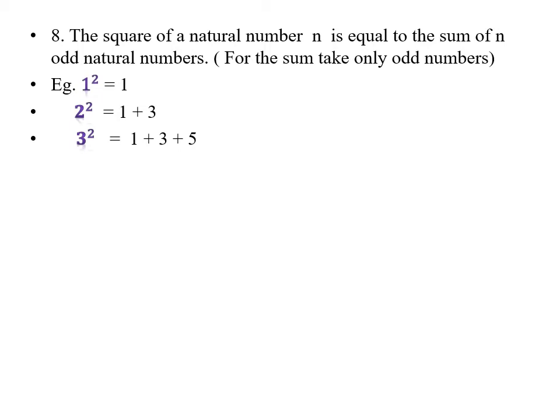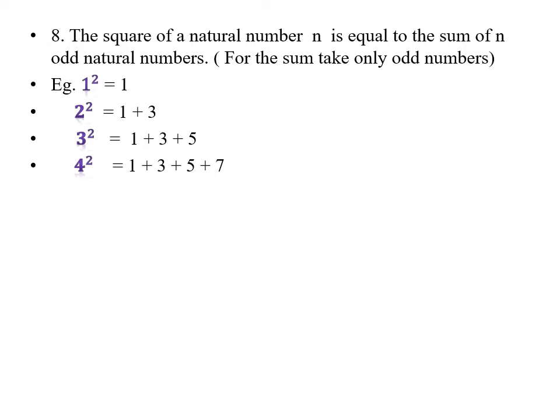Example, 1 square equals 1. 2 square equals 4. So we can write it using two odd numbers, that is 1 and 3, 1 plus 3. Let's see the next square. It is 3 square. So 3 square, actually the answer is 9. Here we are taking the first three odd numbers, that is 1, 3 and 5. So 1 plus 3 plus 5 equals 9.